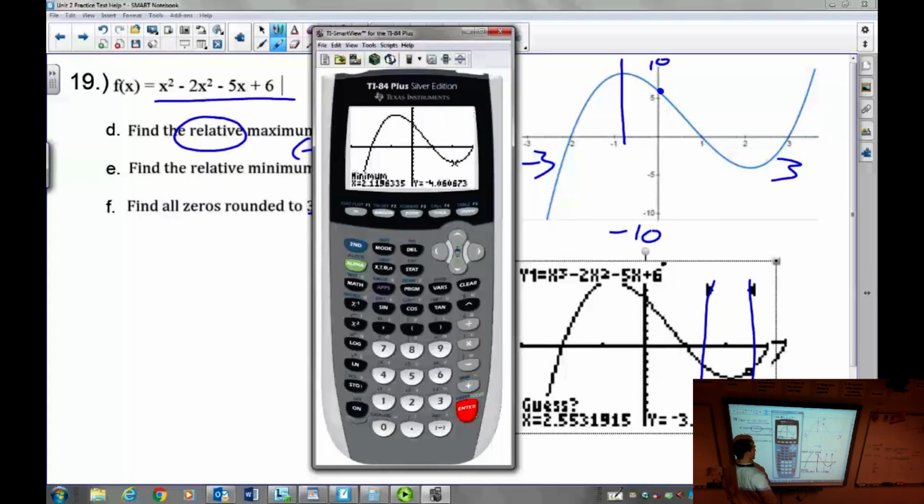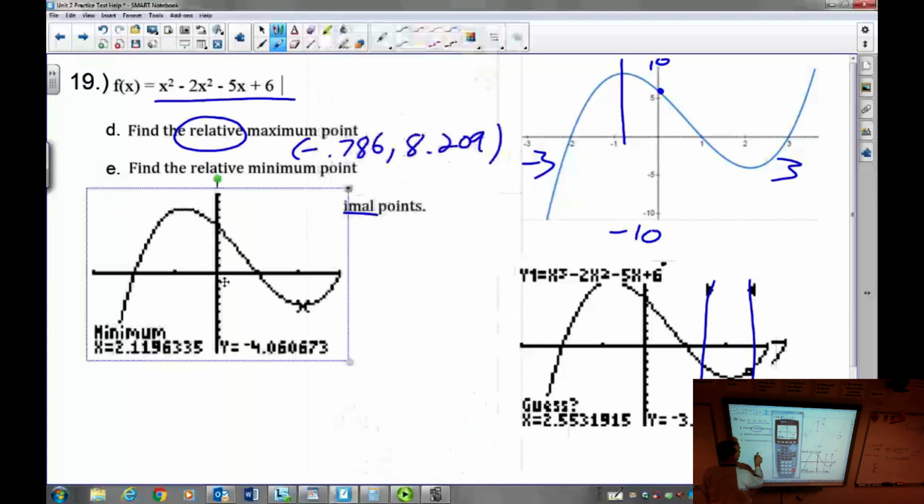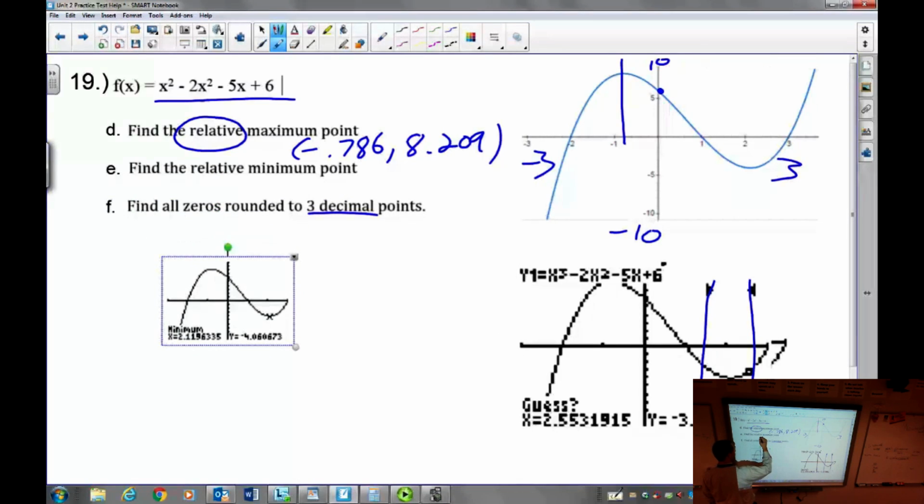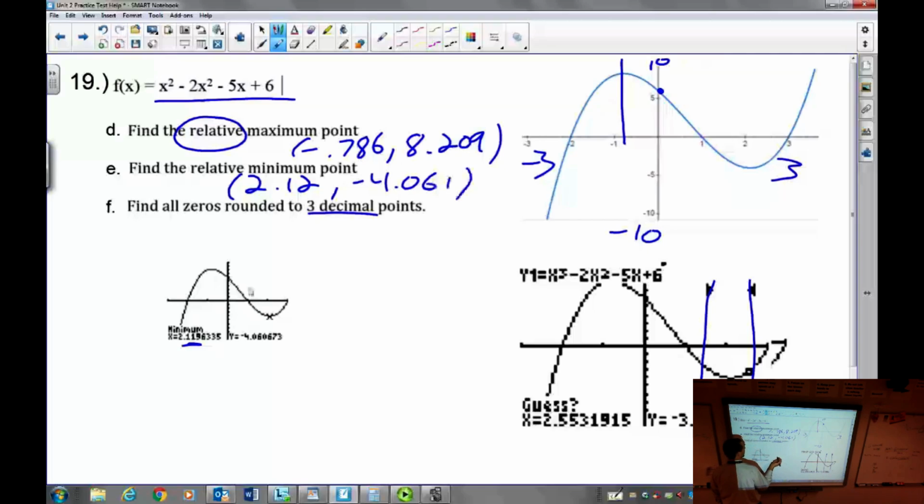Okay, so then our minimum is -2.119 and -4.06. So we'll write that down here. The 2.11 with the 96 rounds up. If we're trying to round to the nearest thousandths place, that 6 would make that 9 go up to the next one and make it 2. So 2.12 really. Comma, and the -4.061, or -4.06, either way there. And so that's our minimum.